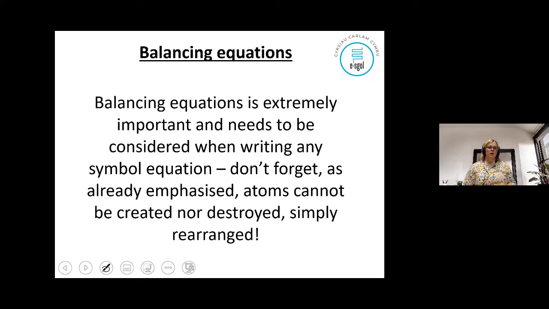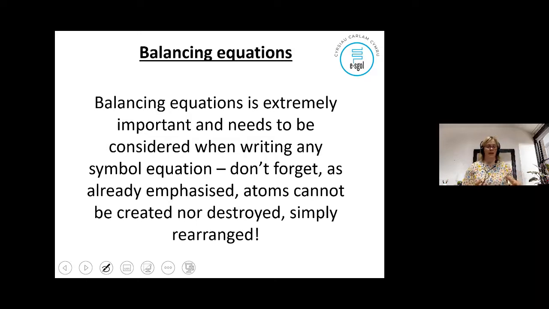So balancing equations is extremely important and needs to be considered when writing any simple equation. So don't forget, as already emphasized, atoms cannot be created nor destroyed, simply rearranged. As basic as it might sound to you, I have before now bought in my child's Lego to get the concept across. If you have a boat made out of Lego bricks, you can dismantle all that boat and you can rebuild a plane out of it. But that plane contains exactly the same building blocks, Lego blocks, as the initial boat had.